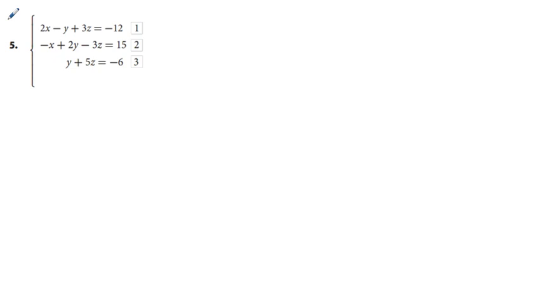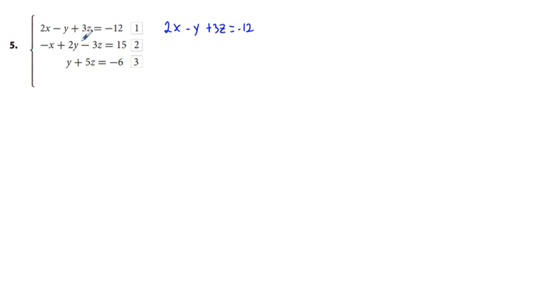Then 5, we're going to solve by elimination also. It's a totally different equation than the others. And what I'm going to do is eliminate the x's first from this. I'm going to take this first equation here, which is going to be 2x minus y plus 3z is equal to negative 12.